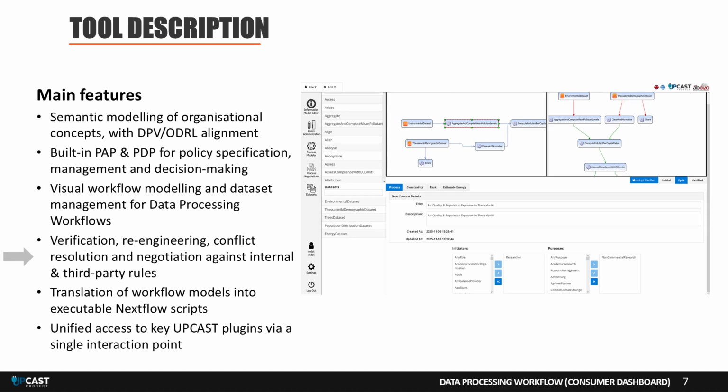A fundamental feature is the ability to verify and, when needed, re-engineer workflows against both internal and third-party rules. The system checks whether a workflow complies with organizational policies and external usage constraints, identifies semantic conflicts, and supports their resolution. It also includes functionality to negotiate the processing and use of datasets in the context of a workflow, aligning consumer intentions with provider conditions.